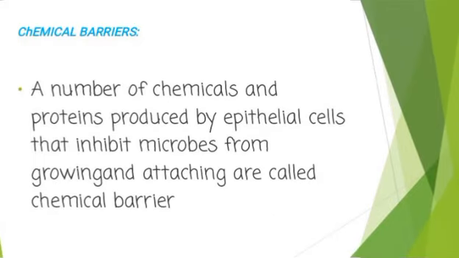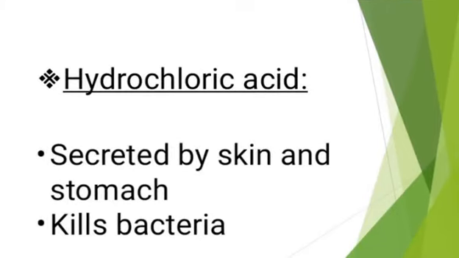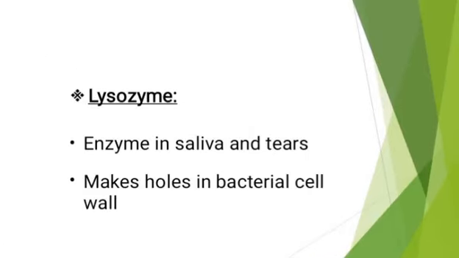What are chemical barriers? A number of chemicals and proteins produced by epithelial cells that inhibit microbes from growing and attaching are called chemical barriers. Let's discuss them in detail. Number 1. Hydrochloric acid. Hydrochloric acid is a chemical barrier secreted by skin and stomach. It kills bacteria. Number 2. Lysozyme. Lysozyme is an enzyme in saliva and tears. It makes holes in the bacterial cell wall.